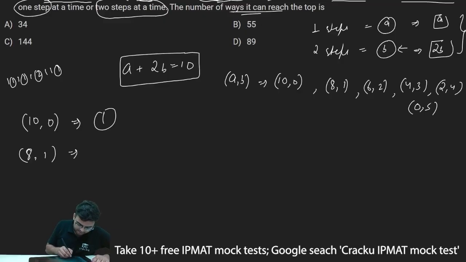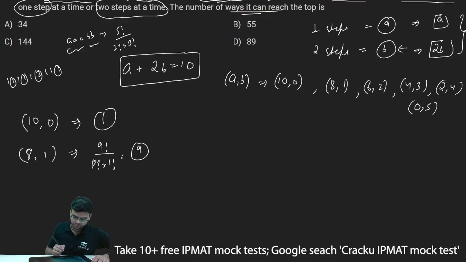So if there are 8 steps for 1 and 1 for 2, I have to arrange them. And how I can arrange them is basically, we know if it is A, B, B, number of ways of arranging this is 5 factorial upon 2 factorial into 3 factorial, number of A's into number of B's. So if there are 8 ones and 1 two, number of ways will be 9 factorial upon 8 factorial into 1 factorial, which is equal to 9.